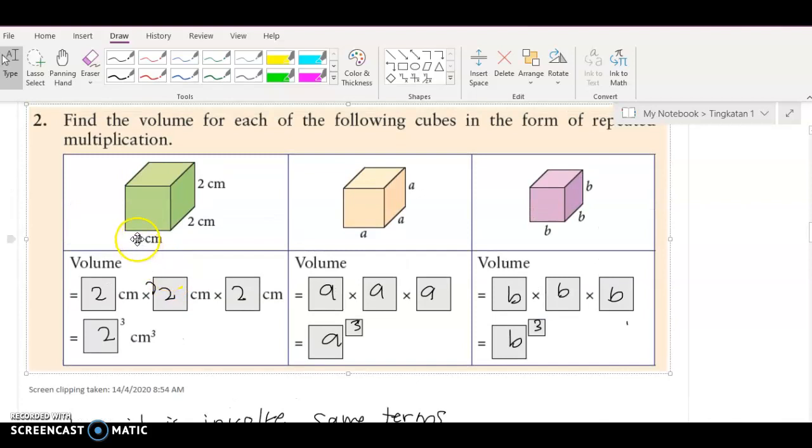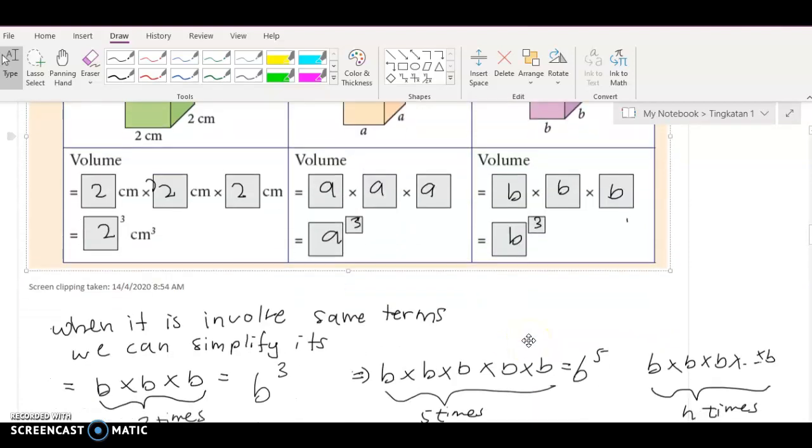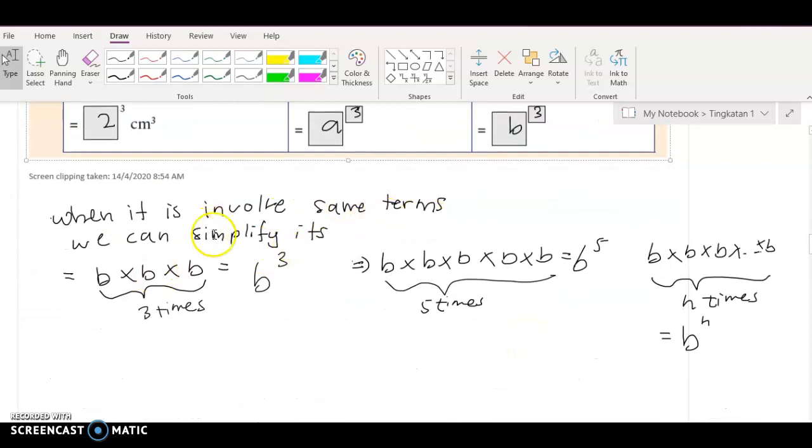volumes, 2 times 2 times 2 means that 2 has been multiplied repeatedly 3 times. So 2 times 2 times 2 gives 2 to the power of 3. A times A times A is A to the power of 3, and B times B times B is B to the power of 3. When it involves the same terms, we calculate how many B's there are. We have 3, so B times B times B gives B to the power of 3. If you have B multiplied 5 times, you get B to the power of 5.